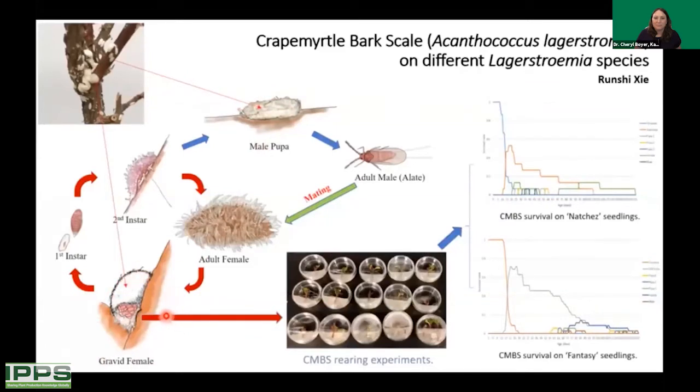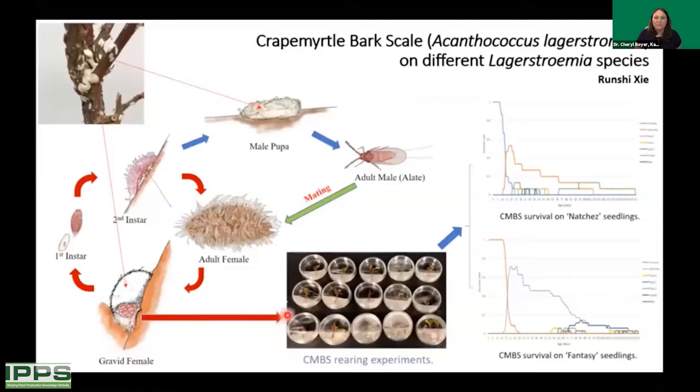So the white sacs here on the plant are actually the male pupae and the gravid females, depending on their size and shape. In order to investigate the effects of host plants on the life cycle of crepe myrtle bark scale, I conducted several insect rearing experiments using different Lagerstroemia species as the host plants. Basically, I collected eggs from the gravid females here and then incubated these eggs until they hatched into first instars. Then I transferred the newly hatched first instars into the small feeding chambers here, which consist of agar medium and a piece of crepe myrtle cuttings.